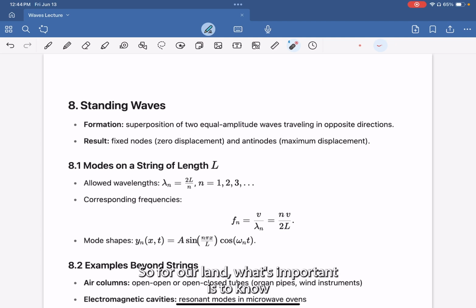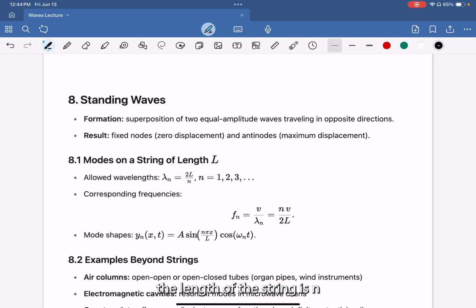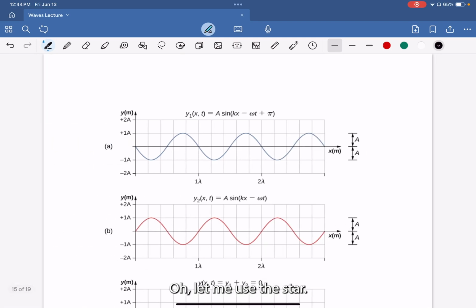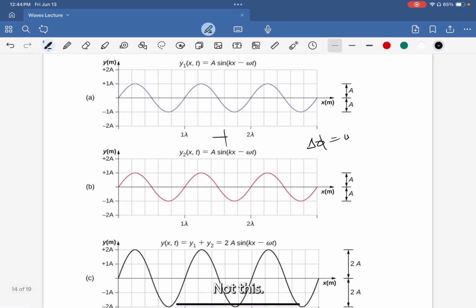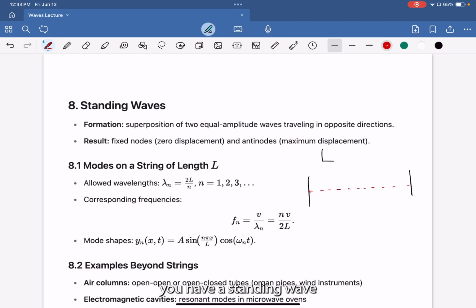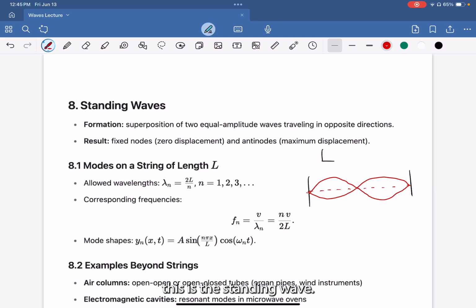Now, for our lab, what's important is to know that when you have these standing waves in a string, the length of the string is L, and now I have to draw the diagram again. Let me use this diagram, not this one. They did not give me a standing wave, so I have to draw it. So you have, let's have the equilibrium position. You have a standing wave. I'll try to make one wave. Almost. And then you have its reflection coming back, and then you have this, the standing wave.